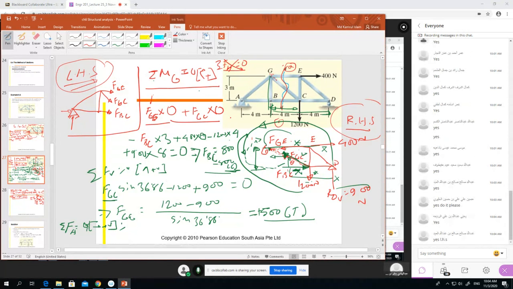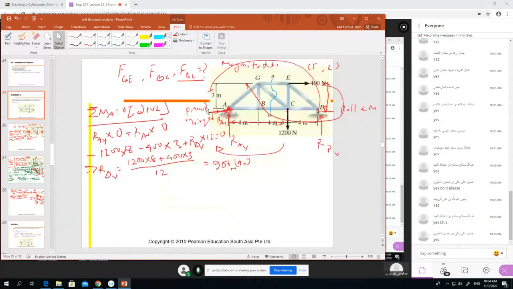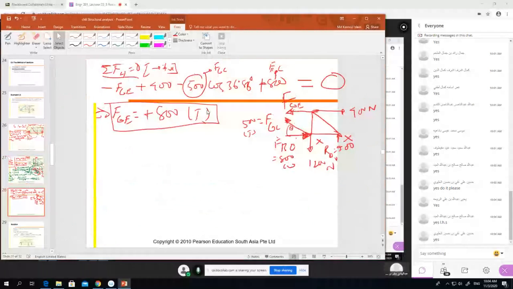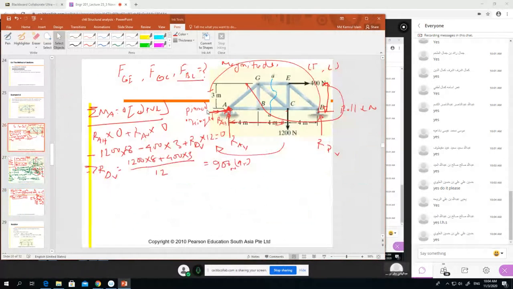Yes. If you want the left hand side, fine, we'll do that. But before that, come back here. To do the left hand side, we will need to know the reaction. We calculate the reaction. Okay, let's just start. We do the left hand side. Now we got the 900, right?